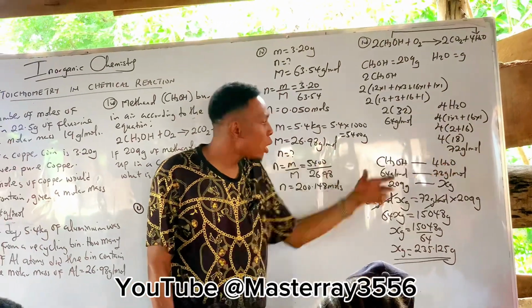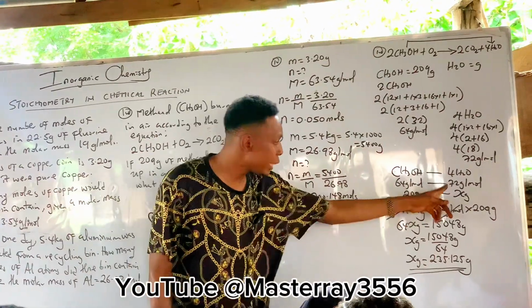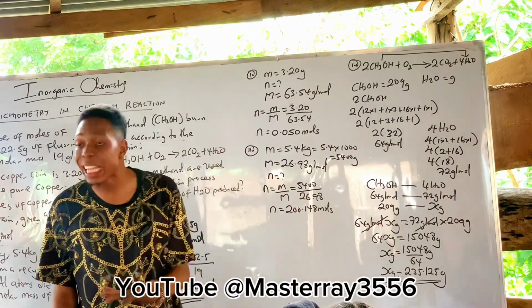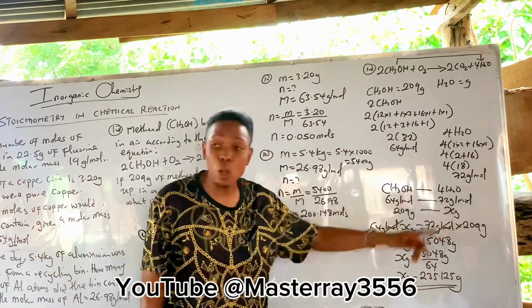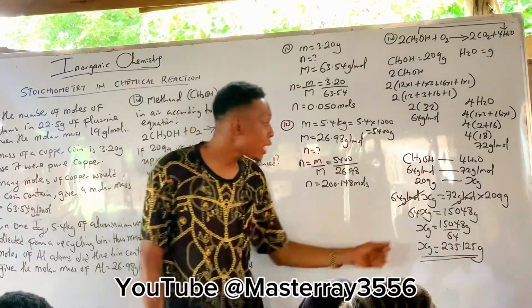Are you following? Grams per mole is equivalent to grams per mole, which is this. And we are given the mass of methanol to be 209, and we are not given the mass of water. That's what they ask us to look for. Are you following? Then after that, what do we do?